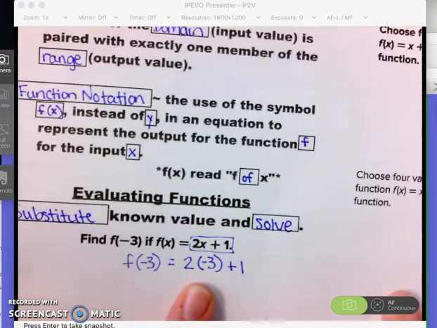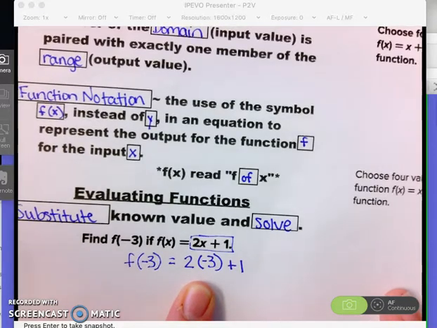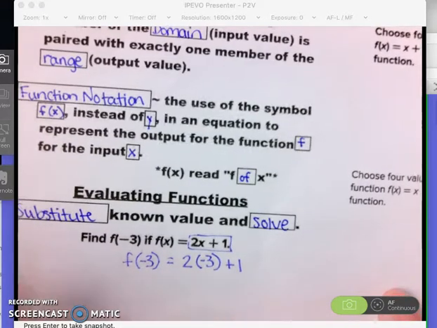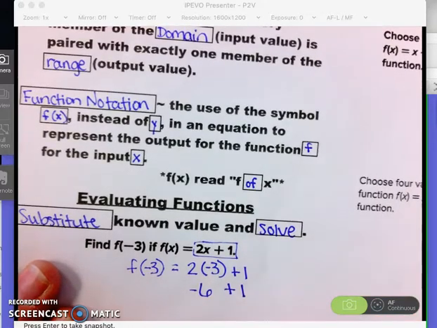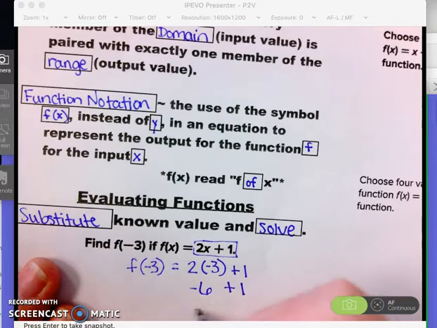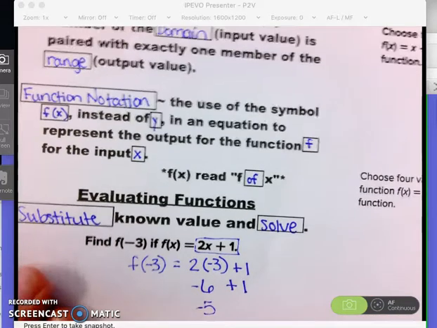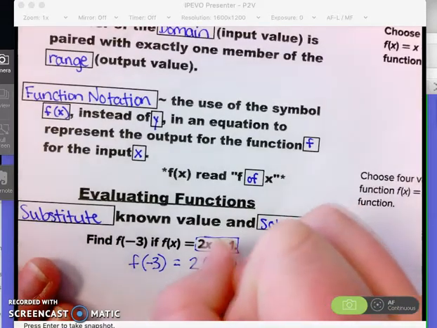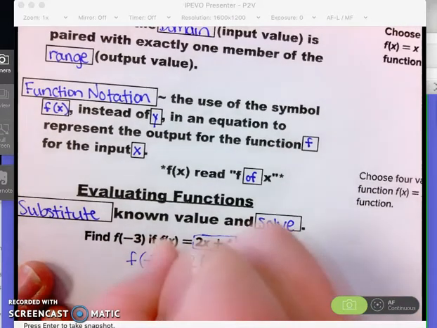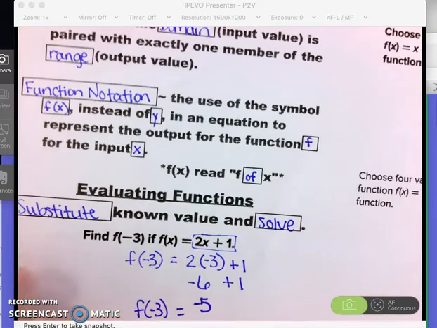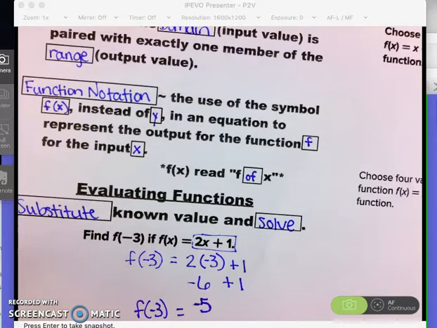So now I have it substituted, and now I want to solve. Well, first, order of operations says I have to multiply first. So 2 times -3 is -6, plus 1, and -6 plus 1 is -5. So f of -3 is equal to -5.